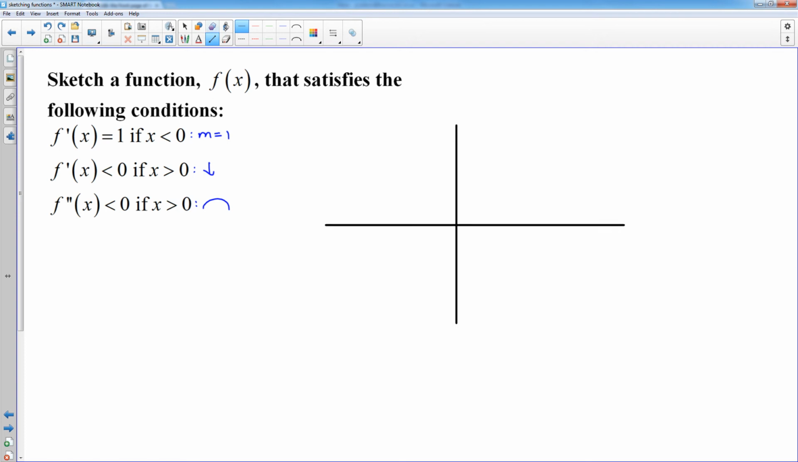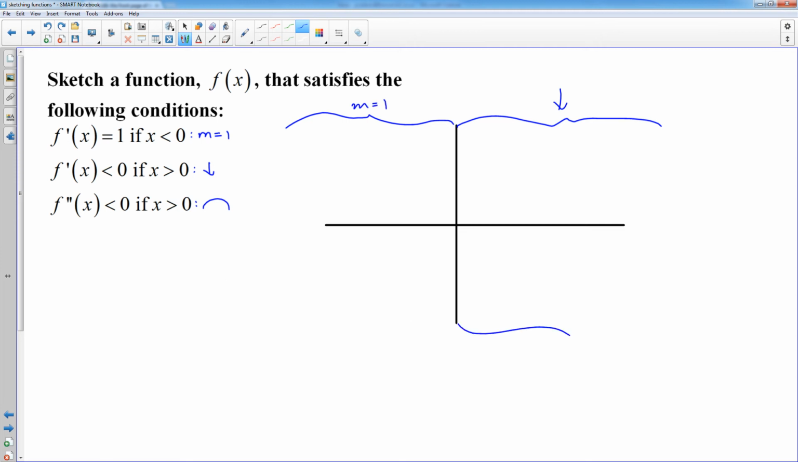The only x coordinate that is of any interest to me is 0. I didn't give you any information about -1, -2, or any positive x's. What I do know is that all of this space to the left of 0, I have a slope of 1, and all of this to the right of 0, when x was greater than 0, we have a negative slope. So I'm going to go down. Here I have a slope of 1, and then my function is going to be concave down everywhere after 0.